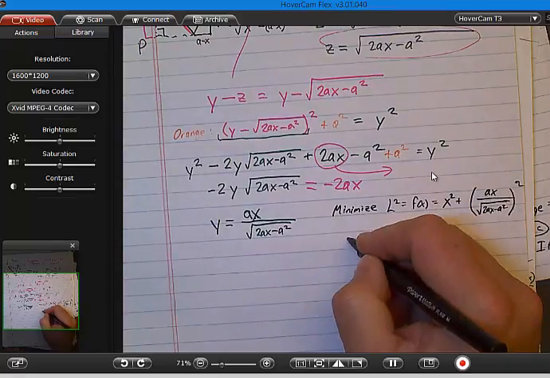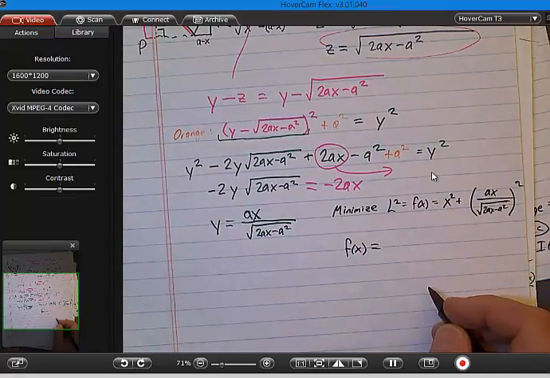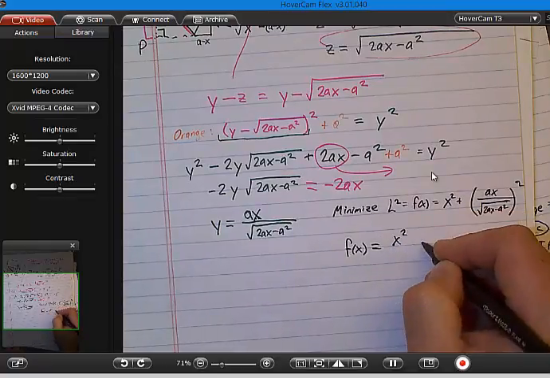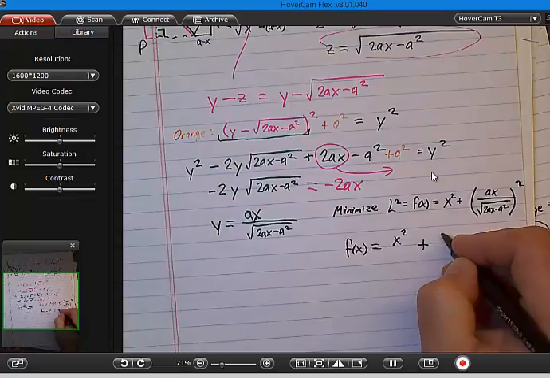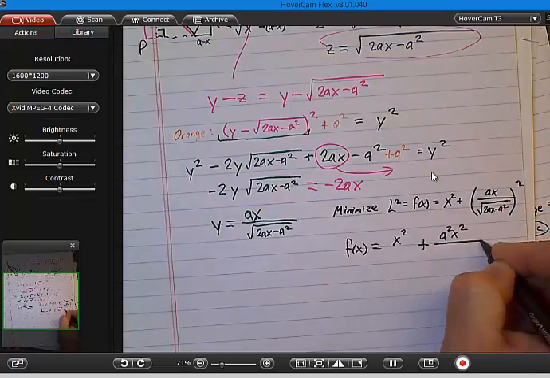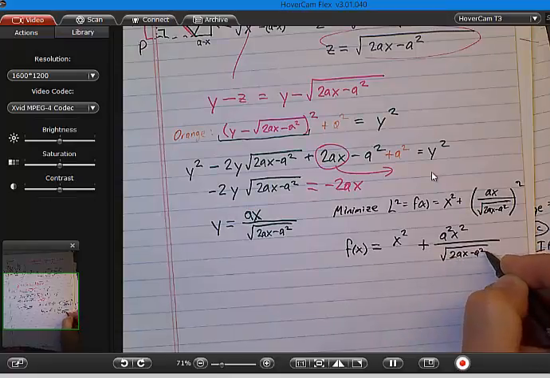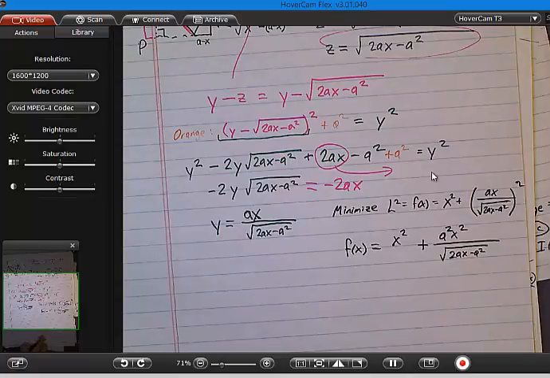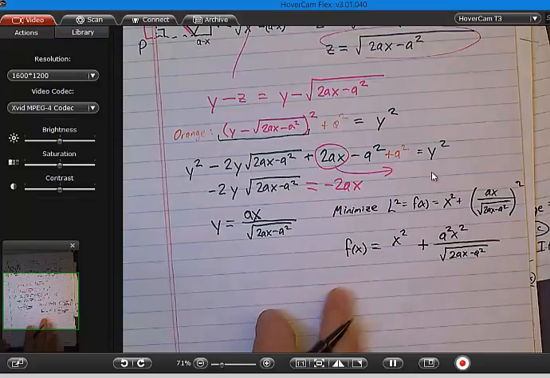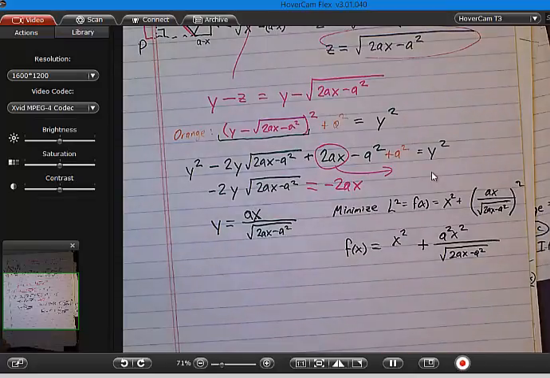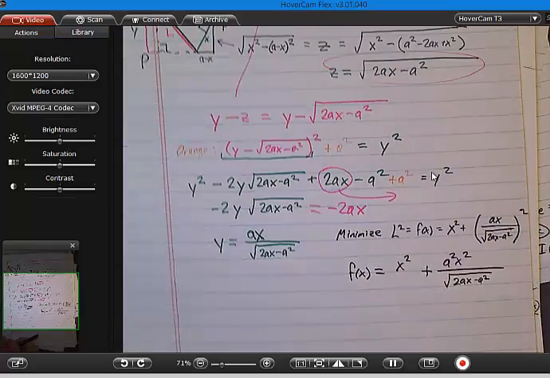So if I simplify that, I get f of x is equal to x squared plus, you can write this as a squared x squared over the square root of 2ax minus a squared. Okay. Are we ready now? We did it. We got what we're trying to minimize, and we just wrote it as a function of x. So what do we do? Take the derivative and then set it equal to? Yeah, I tried that. Let me show you what happens.